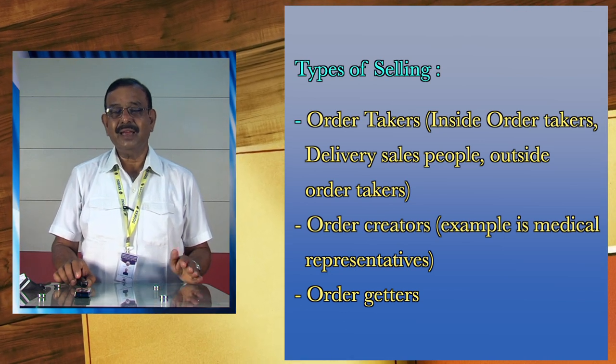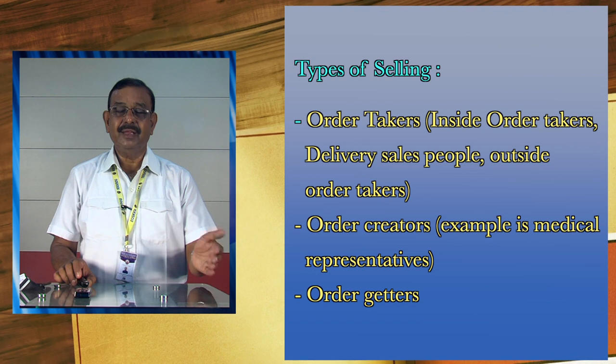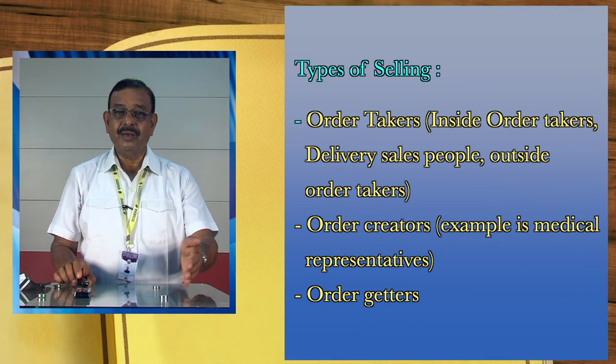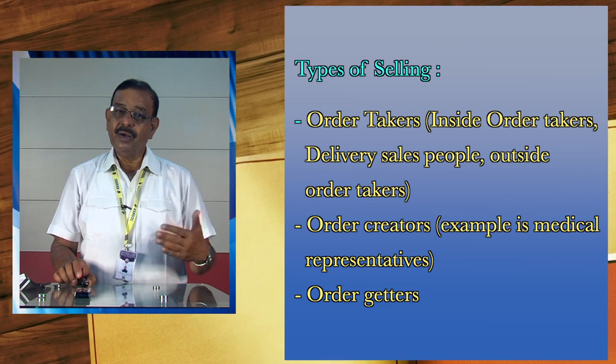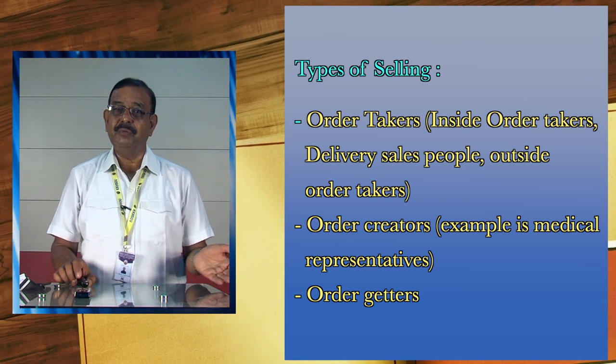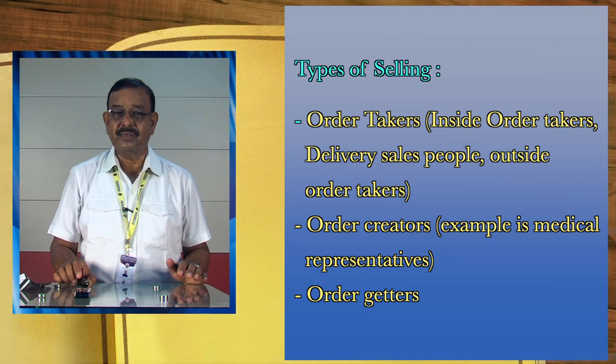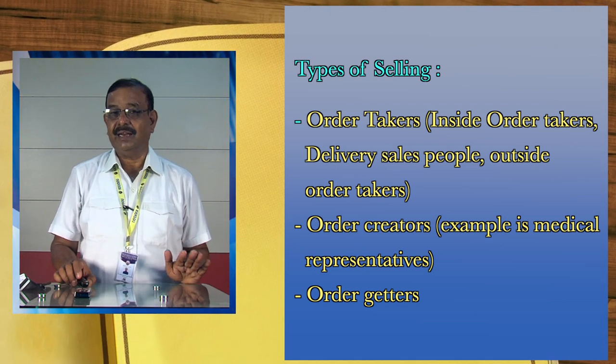But basically, right, if you go to a restaurant, there will be the inside order taker, or nowadays Swiggy, Zomato, etc. They are the delivery salespeople. Or it could be an outside order taker. Somebody will be visiting house to house, will collect the orders. So they are basically order takers.